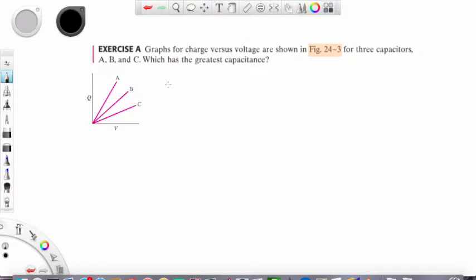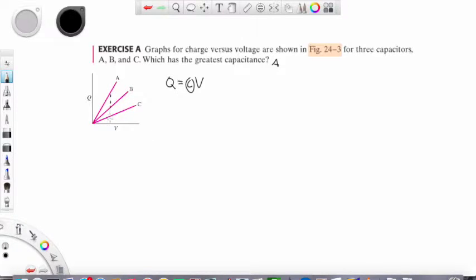In the first one, we have plotted the charge of three different capacitors as a function of voltage. And as we know, the charge is C times V. So when we plot it in the XY direction, the C is the slope of these curves. And we see that for curve A the slope is the largest, so this must have the greatest capacitance.